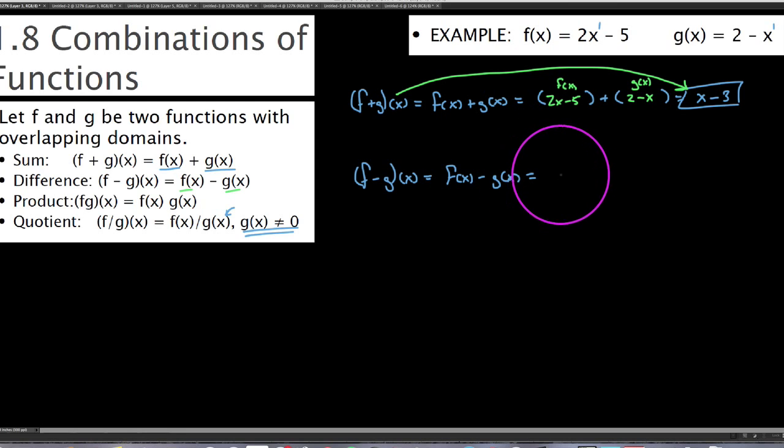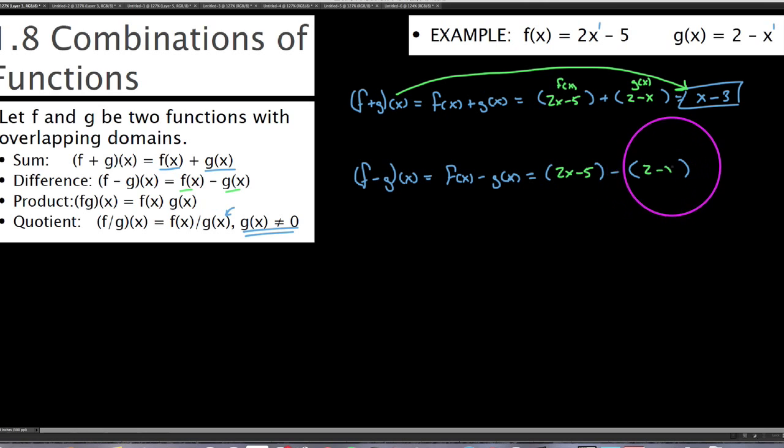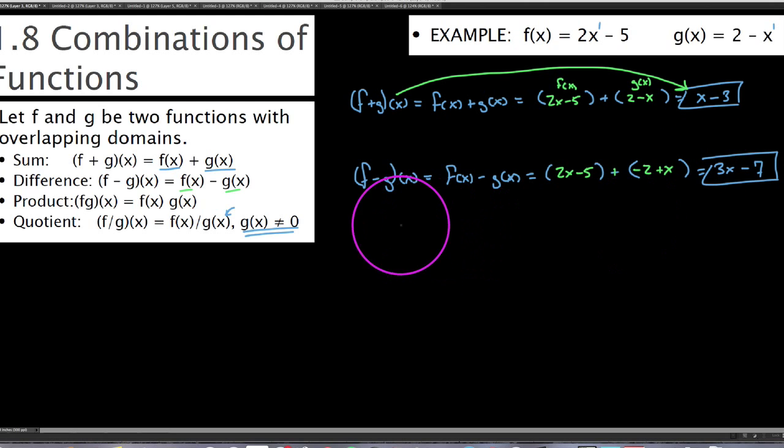So in this case, we get f of x minus g of x. We're really just going to do another substitution here, where we're putting in our f of x function. f of x is just 2x minus 5, minus the g of x function, 2 minus x. And I do want to make a point to go ahead and distribute that negative throughout here. But again, combining like terms, what we end up with in this case is 3x. We get a negative 5 and a negative 2 gives us a negative 7. So this is our f minus g of x.